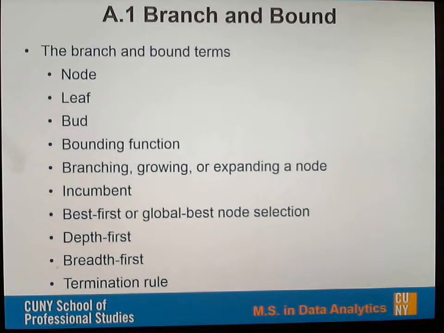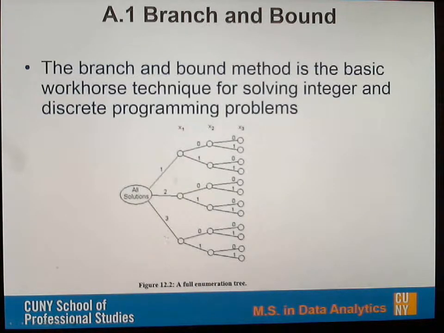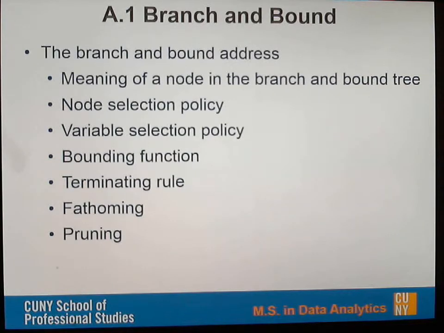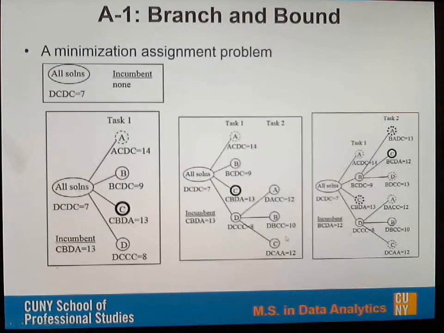There are some important branch and bound terms: node, with an example here, and leaf, bounding functions, branching, growing, expanding a node, and reviewing, depth first, breadth first, and also the termination rule. Branch and bound addresses the meaning of a node in the branch and bound tree, how we can select the node, what variable we should select first, and the important concepts of fathoming and proving.